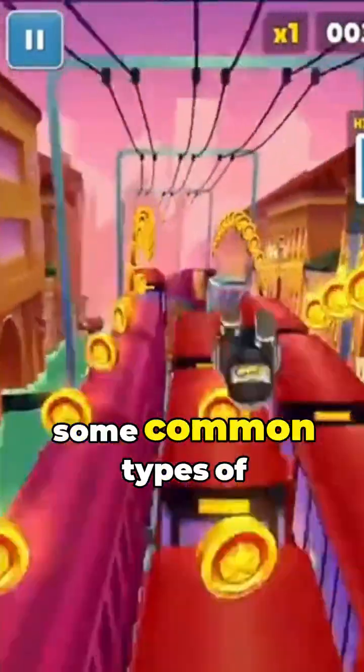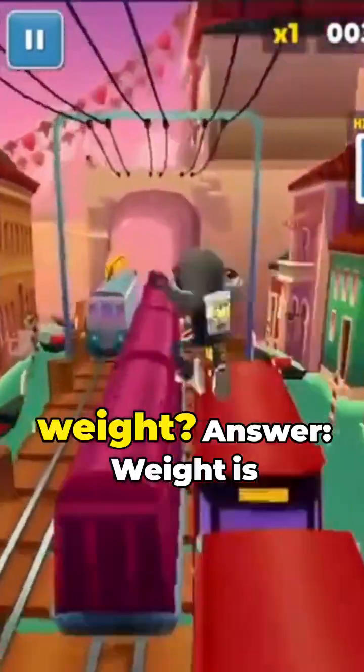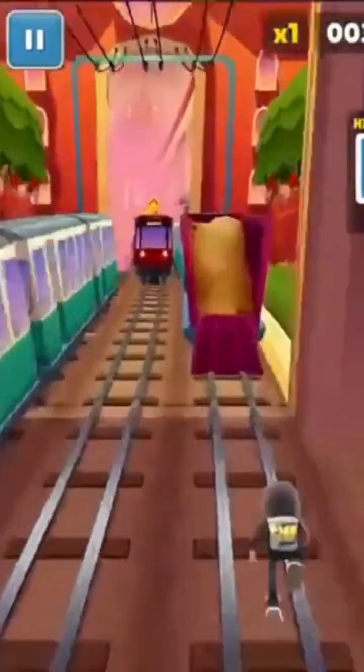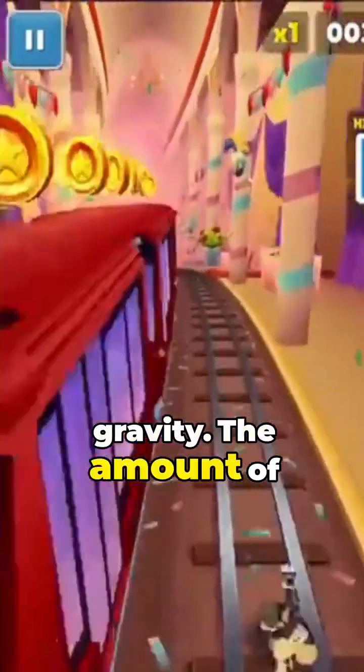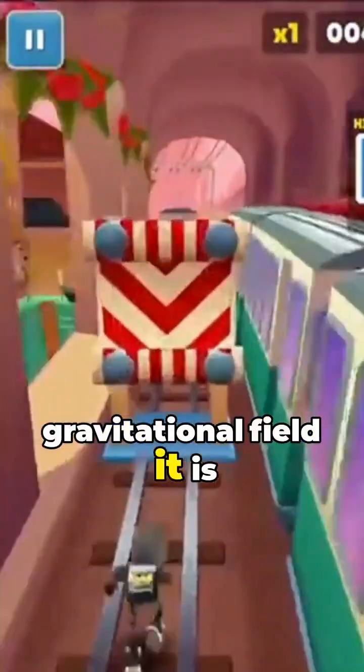Now let's look at some common types of forces and what they mean. The first force is weight. What is weight? Answer: weight is a downward force due to gravity. The amount of weight depends on the object's mass and the strength of the gravitational field it is in.